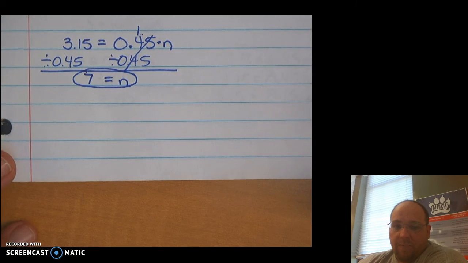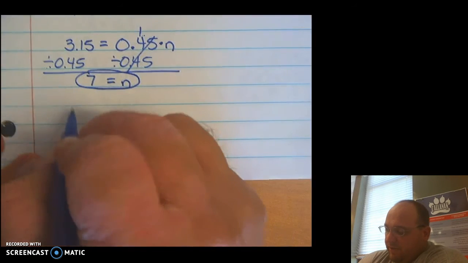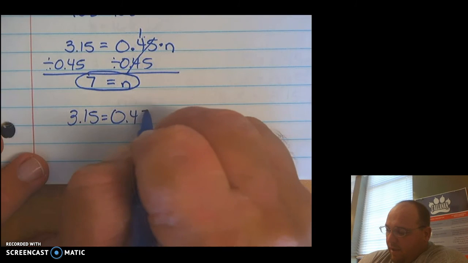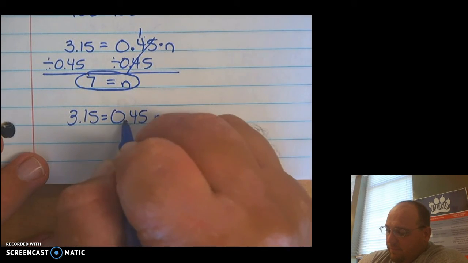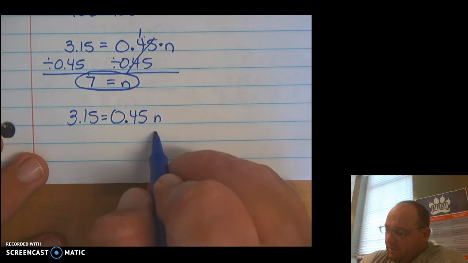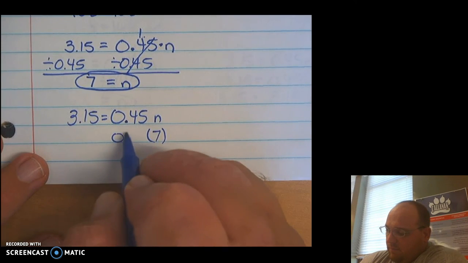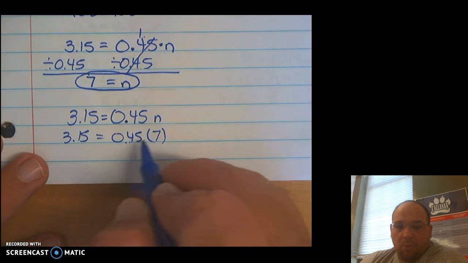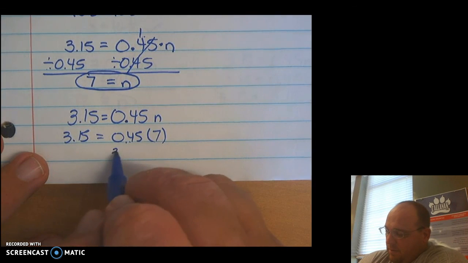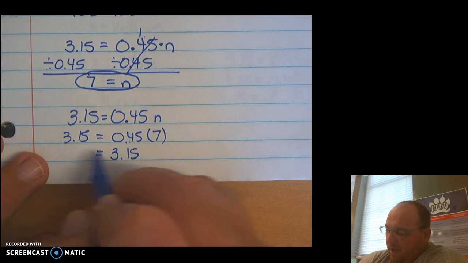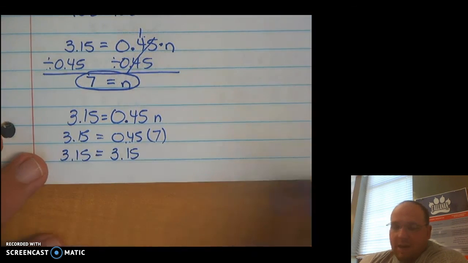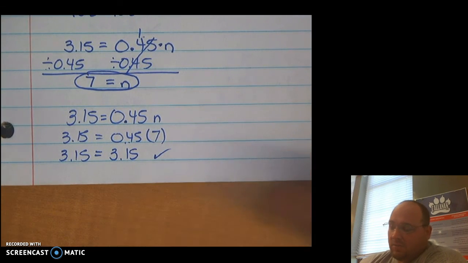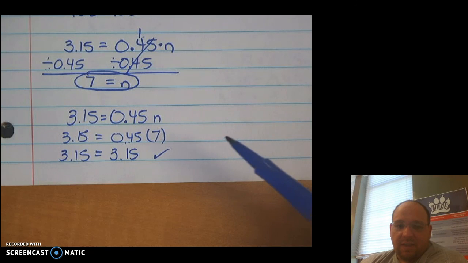So again, I'm going to throw it back into the original equation to double check that I've done this correctly. I take 3.15 equals 0.45 n. Substitute 7 in for n. I take 0.45 times 7. This will give me an answer of 3.15. And I know that 3.15 is equivalent to 3.15 and checks out. This lets me know that my n equals 7 is the correct solution.